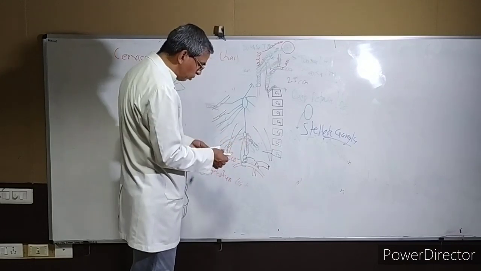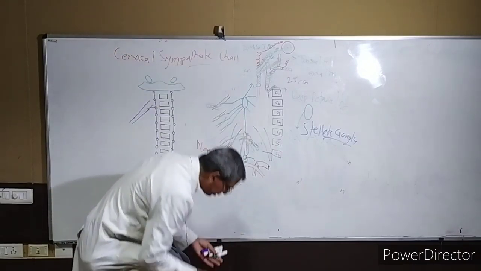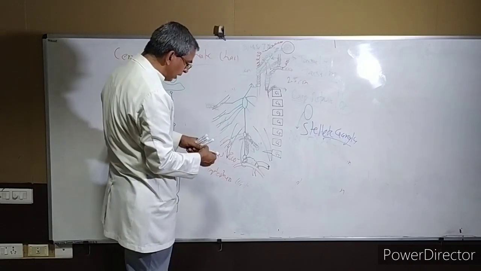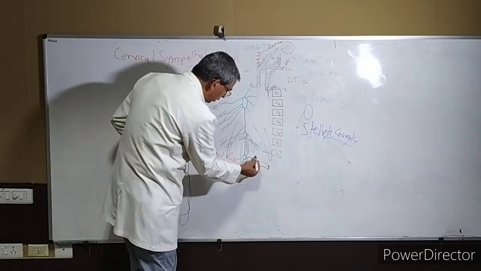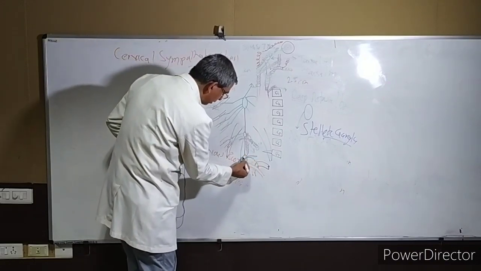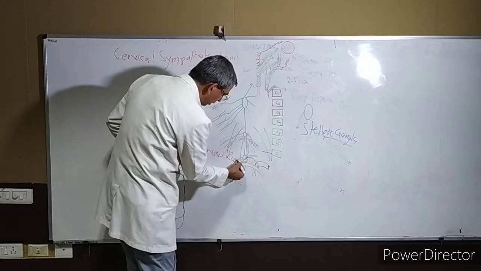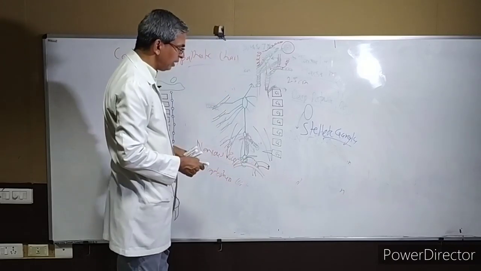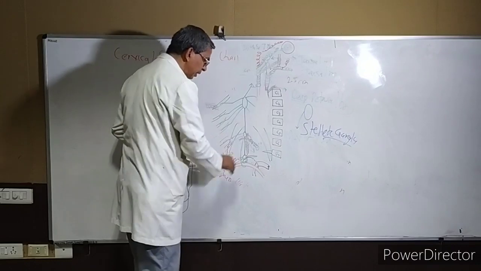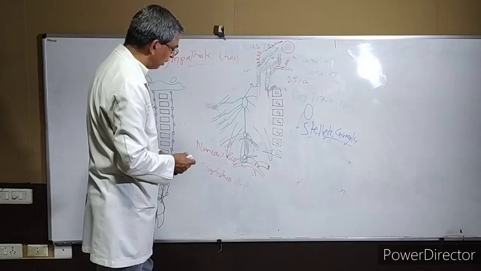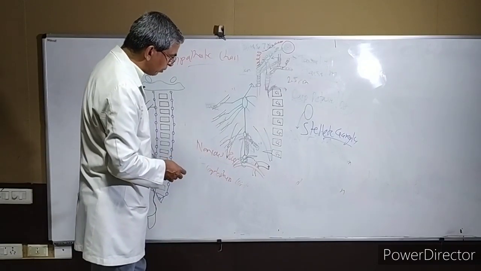Posteriorly it is related to the 8th cervical nerve. The 8th cervical nerve passes posterior to this ganglia here. So this is related posteriorly to the 8th cervical nerve. So this is the inferior cervical ganglia.